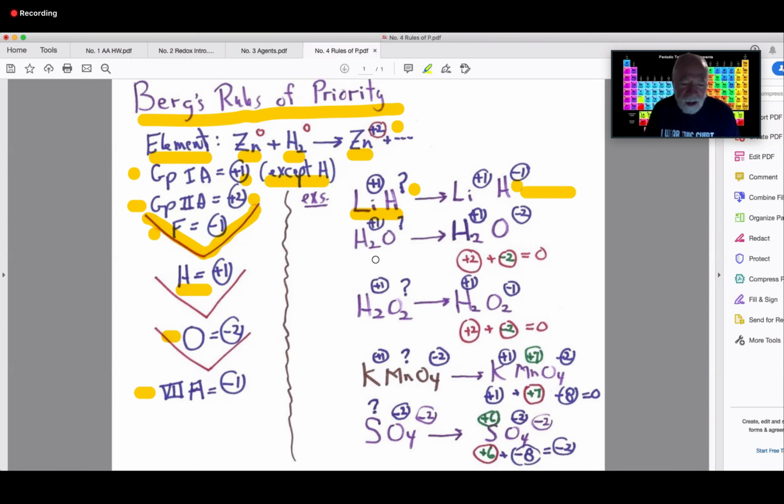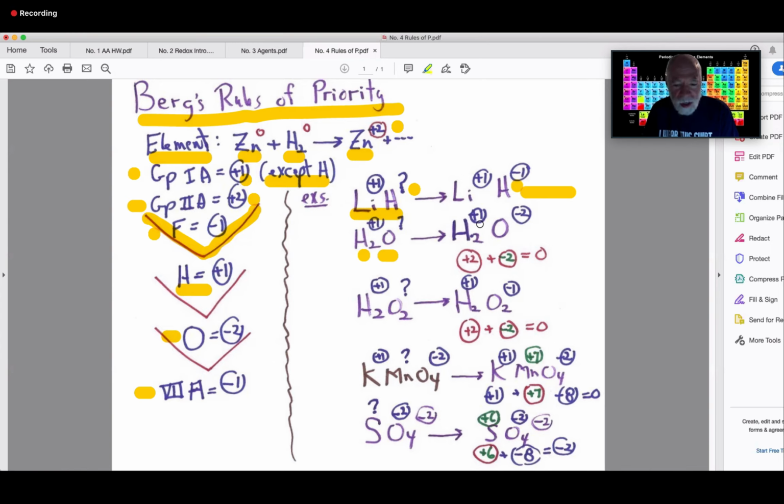Okay, let's analyze water. So between hydrogen and oxygen, hydrogen has priority, it gets a plus 1. Oxygen gets a question mark. Now notice that there are 2 hydrogens. Now here's how I want you to think about this. We'll figure out the individual states on the top. We'll do our calculations, our figuring on the bottom.